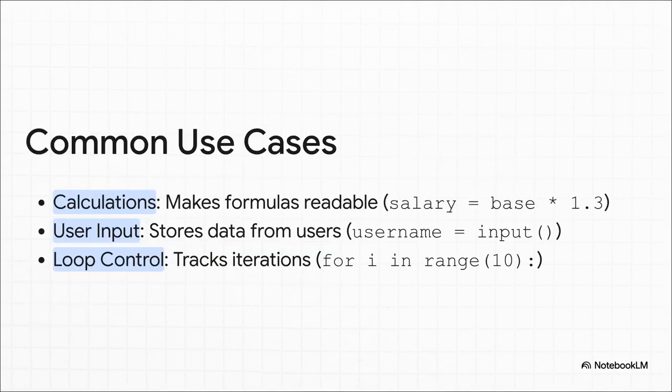So where do we see this in the real world? Everywhere. In calculations, variables make formulas make sense. When you ask a user for their name, you store it in a variable, and they're absolutely essential for controlling loops, where a variable like i keeps track of how many times you've gone around. They are truly the workhorses of coding.